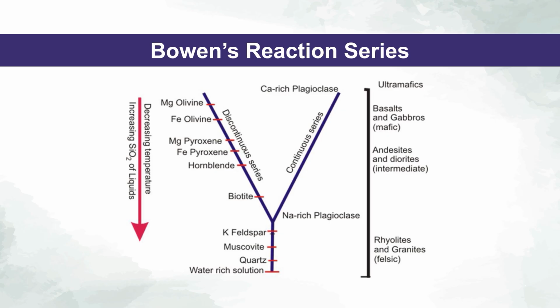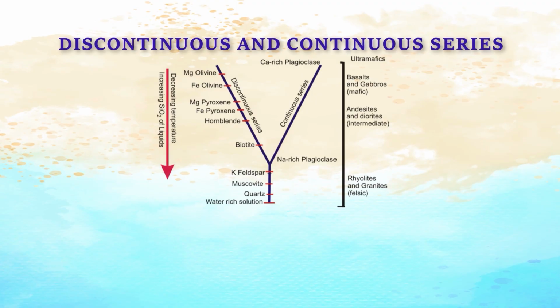Hope you understand this. So, a single parental magma, because of variation in physical conditions, gives rise to different types of minerals crystallizing, and it gives rise to different types of rocks of varying composition. This is known as Bowen's reaction series or Bowen's reaction principle. Let us now elaborately discuss what the discontinuous and continuous series are.